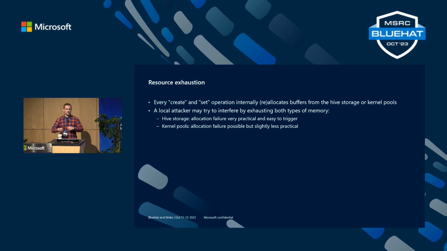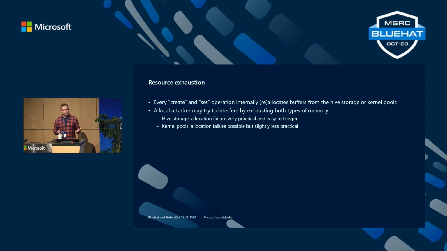So, if you want to do any operation in the registry that creates or sets some object, such as creating a key or setting a value, the code responsible for that operation has to allocate some memory, obviously, to store that information somewhere, either in the Hive itself or the kernel pools, or very often both. And a local attacker has a lot of influence over this process, so they can actually try to interfere with these allocation requests by exhausting both types of memory.